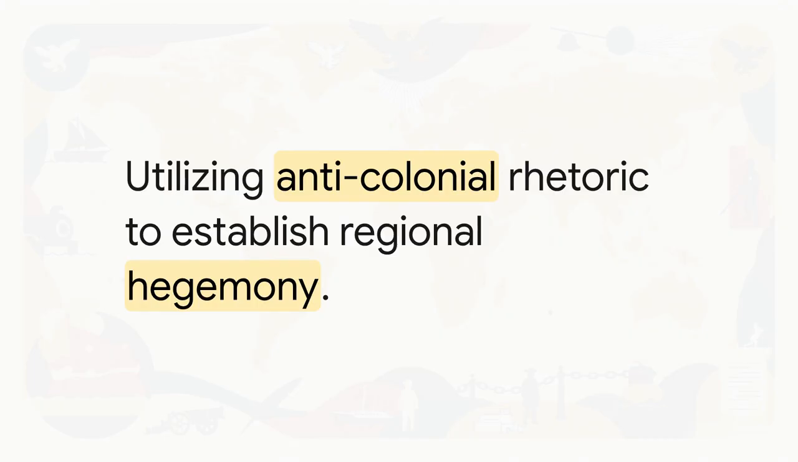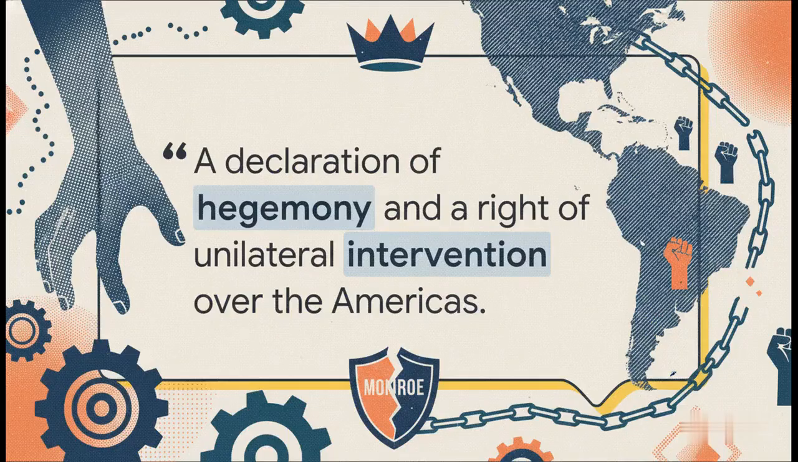Well, historian William Appleman Williams actually coined a brilliant term for it: imperial anti-colonialism. He argues that the U.S. effectively utilized the rhetoric of being anti-colonial, telling Europe to stay out to protect freedom, while simultaneously establishing its very own regional hegemony. The fundamental flaw here, as critics argue, is that while the Monroe Doctrine placed strict limitations on what Europe could do in the Americas, it never placed a single limitation on what the United States itself could do.